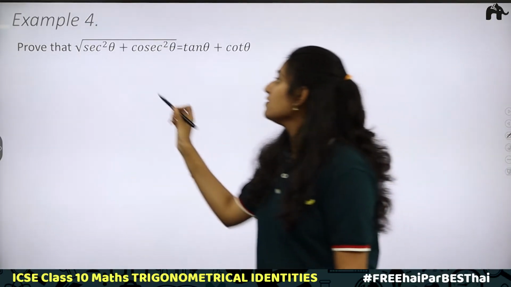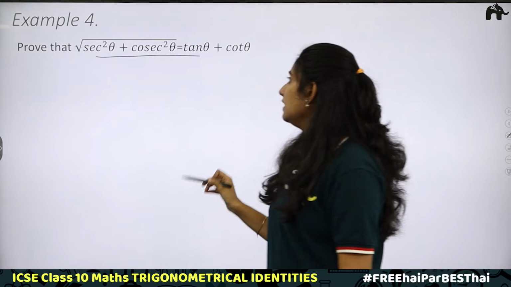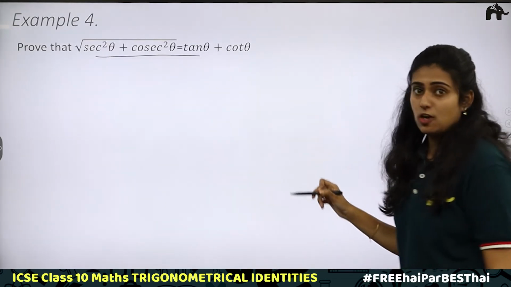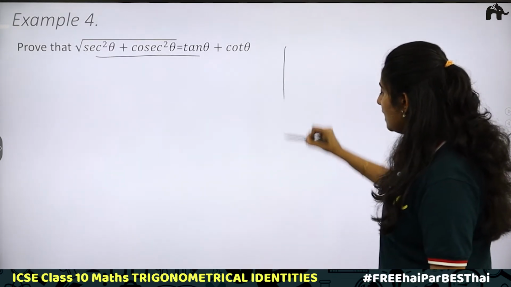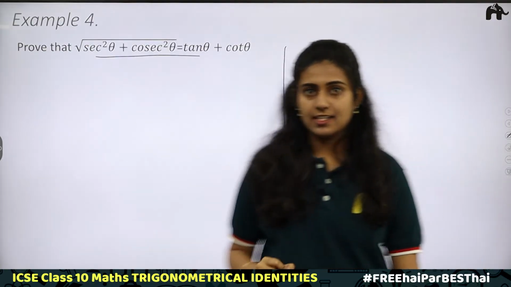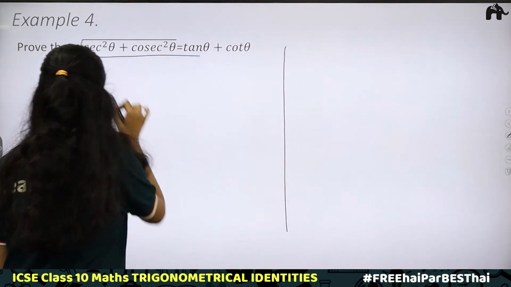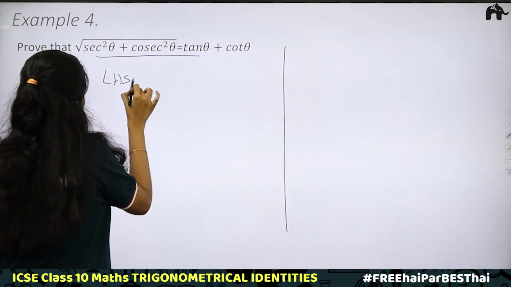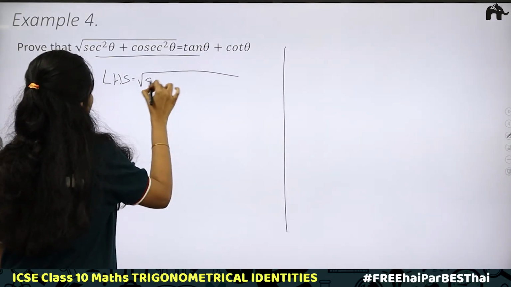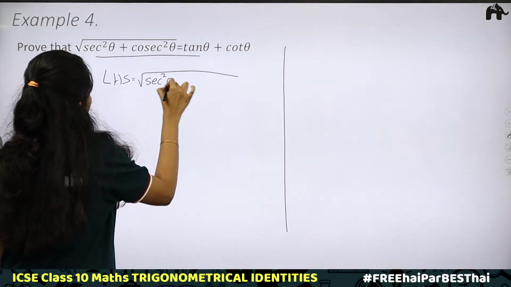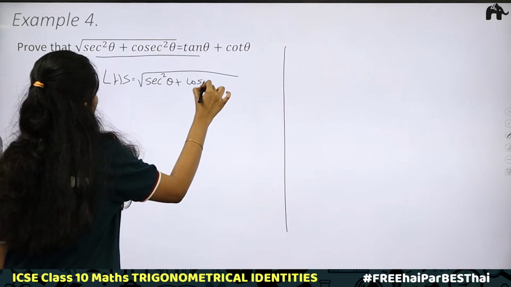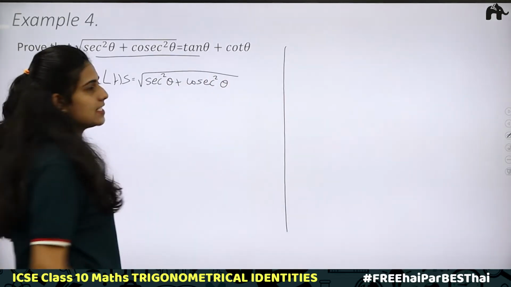Prove that root of sec square theta plus cosec square theta is equal to tan theta plus cot theta. In this question, we will be taking left hand side and right hand side separately. So here, LHS we have root of sec square theta plus cosec square theta.